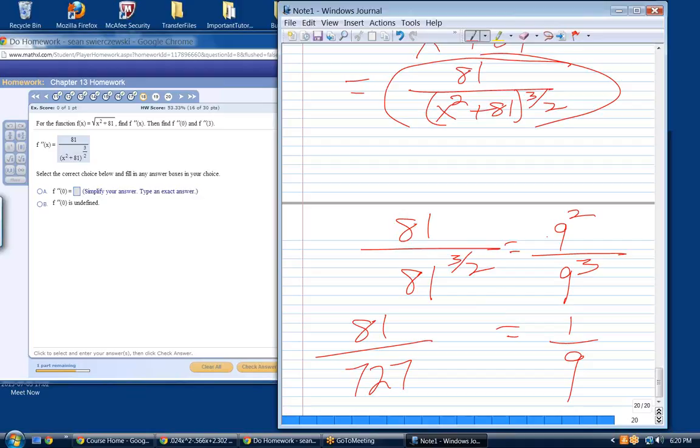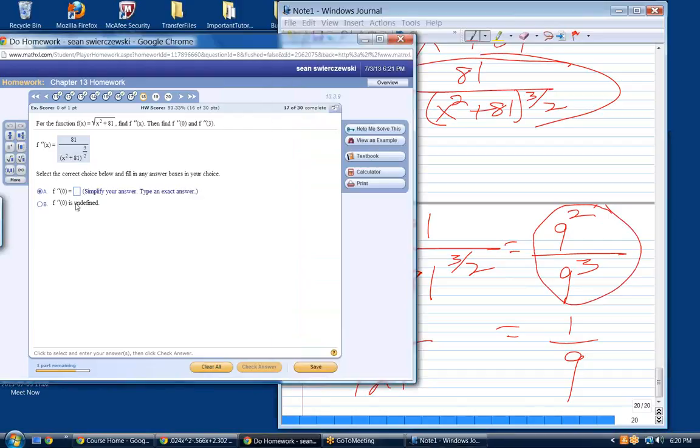I just did it a slightly easier way. By changing everything to base 9, I made the numerator 9 squared, and I made the denominator 9 squared to the 3/2, which is 9 cubed. And then this simplifies to 1/9. Okay.